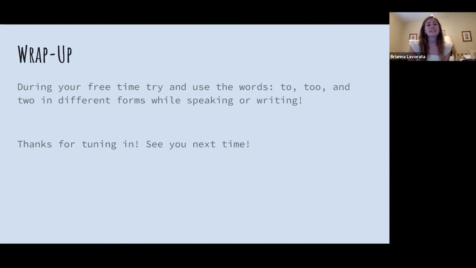So during your free time, I would like for you to try using these words to, too, and two in different forms while speaking or writing. Go ahead and pull out that piece of paper, write down these 3 different versions of "to." You have T-O, T-O-O, and T-W-O. Go ahead and make up a sentence using each of those forms. Share with someone nearby.